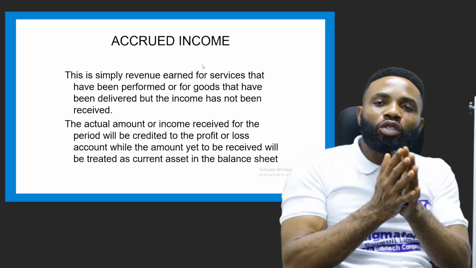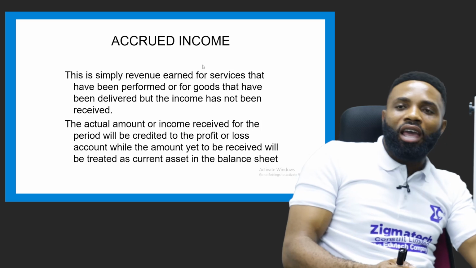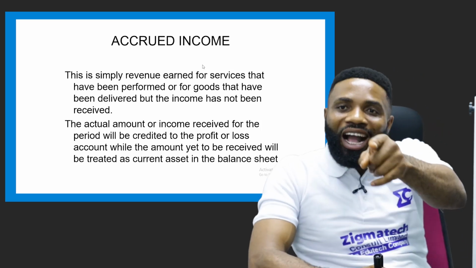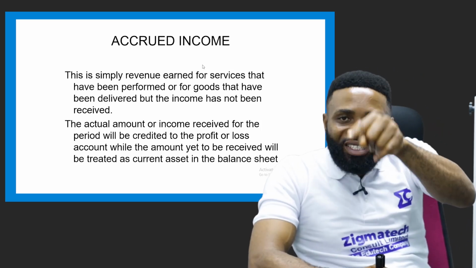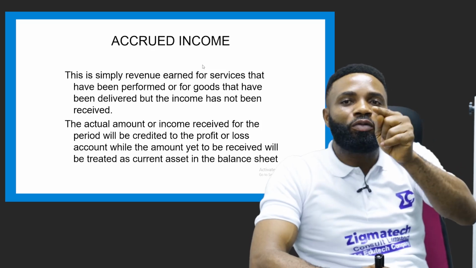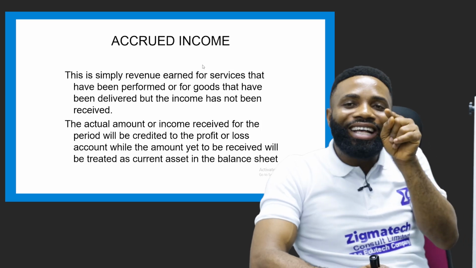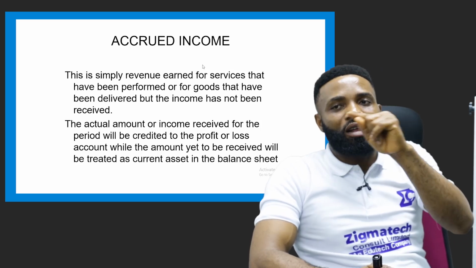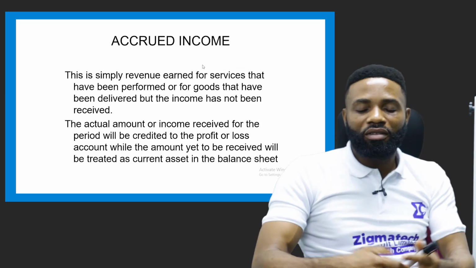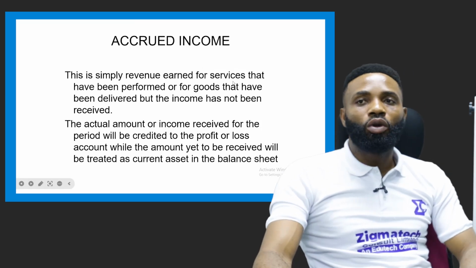Now, anyone that is owed for last year is not going to be captured. That's why I said the actual amount or income received for the period will be credited to the profit or loss account, while the amount yet to be received will be treated as current asset in a balance sheet. The one that you have not received is a current asset to you.